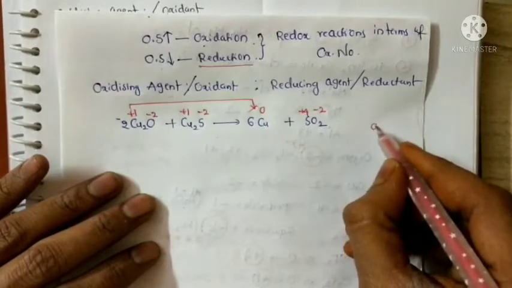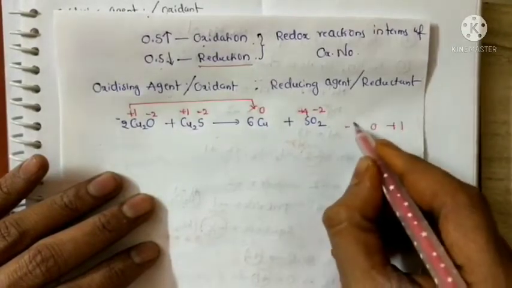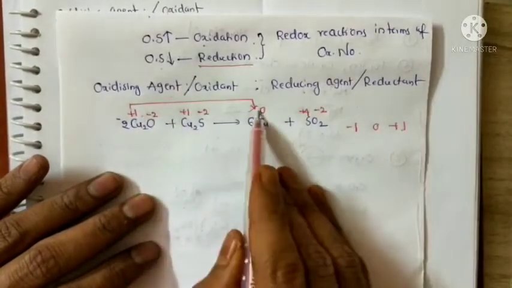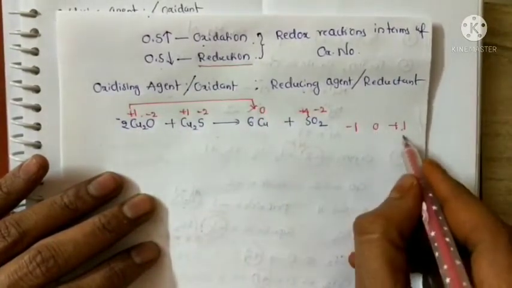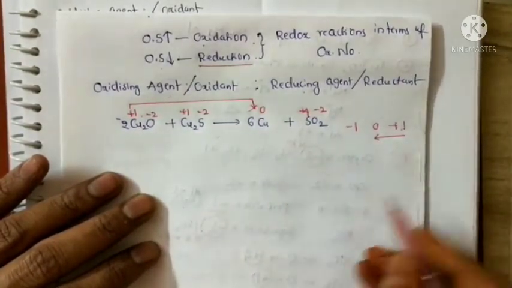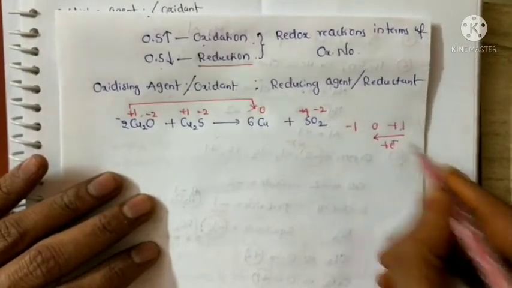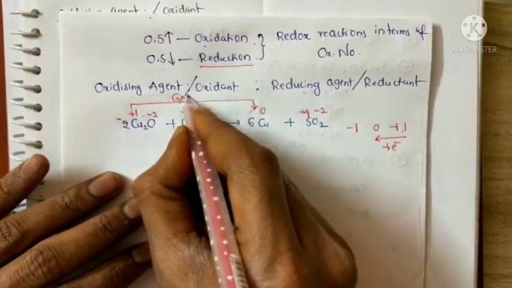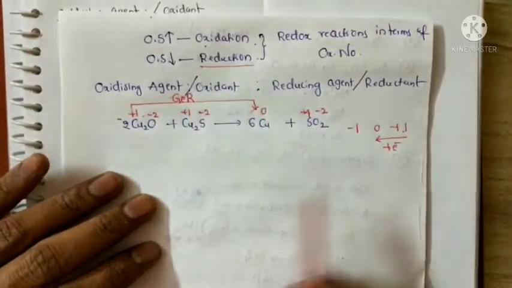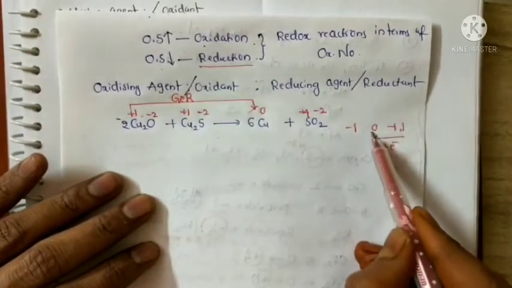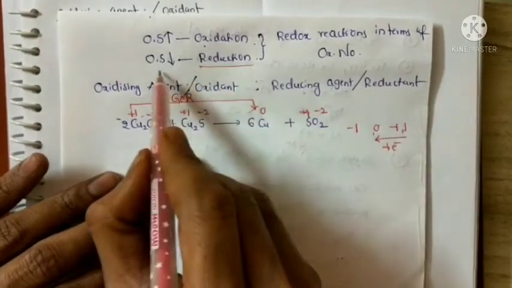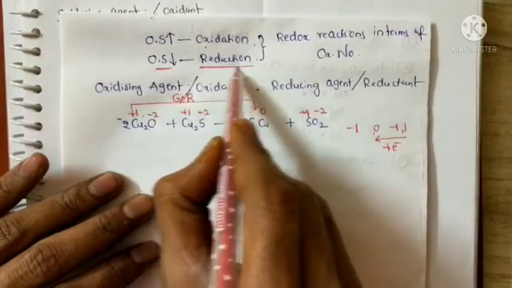Okay, 0, +1, -1. So +1 to 0 means gaining of electrons on the left side. Gaining of electrons we call reduction, or oxidation state decreases. +1 నుంచి 0కి వచ్చిందంటే ఆక్సిడేషన్ స్టేట్ డిక్రీజ్ అవుతుంది. ఆక్సిడేషన్ స్టేట్ డిక్రీజ్ ఏమంటారు? రిడక్షన్ అంటారు.